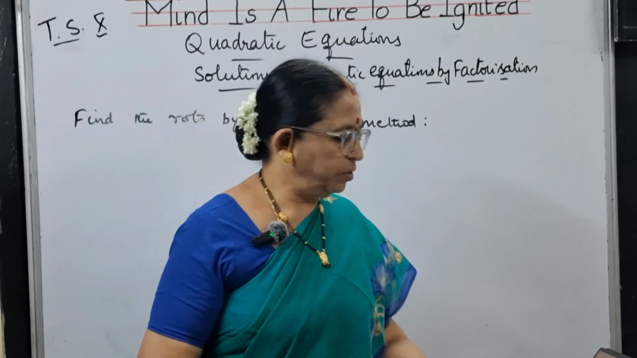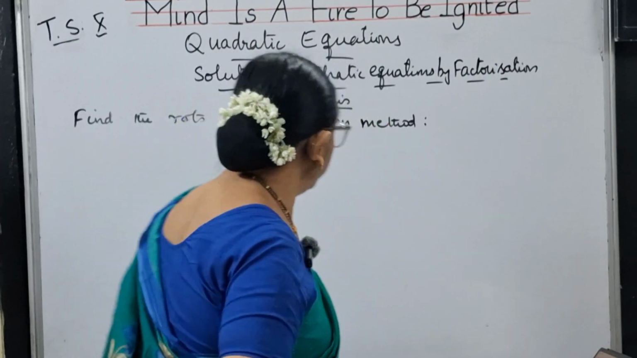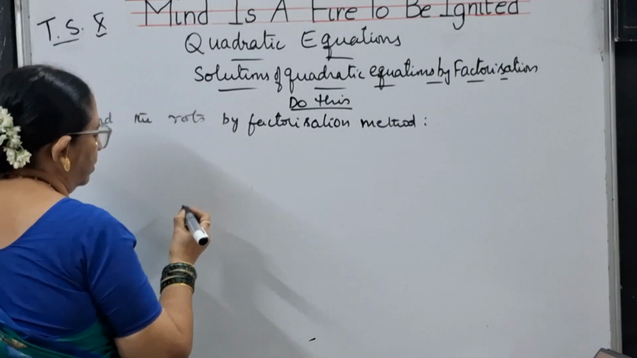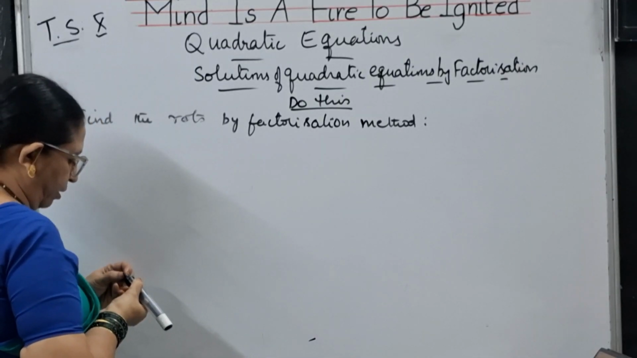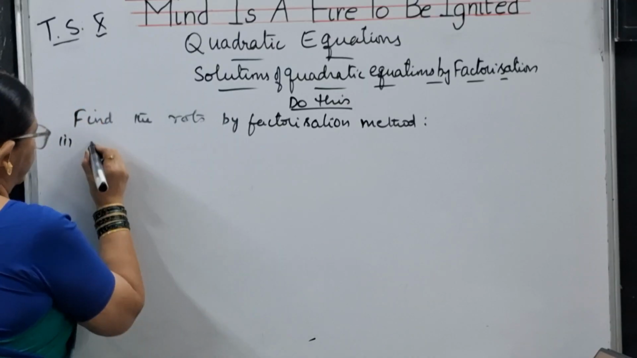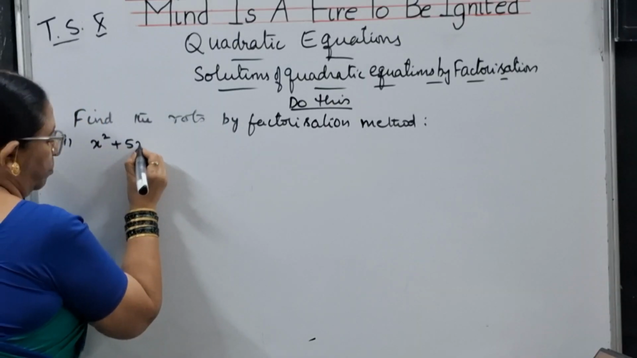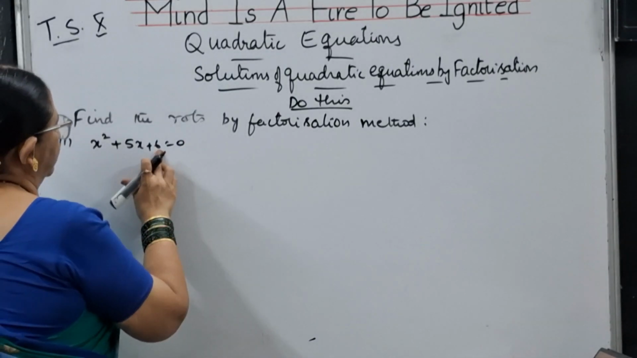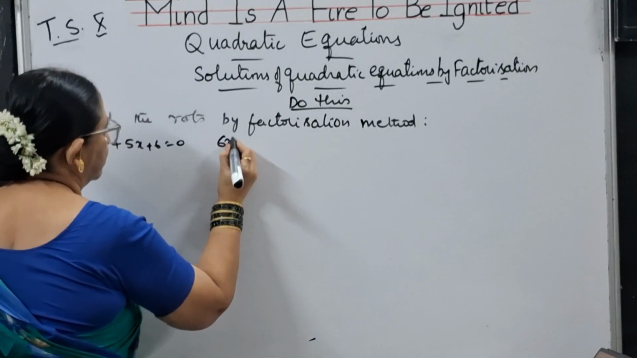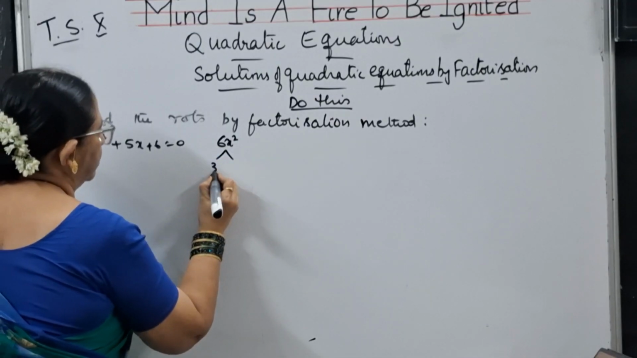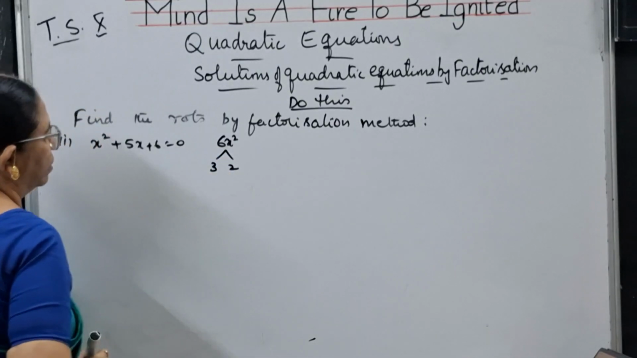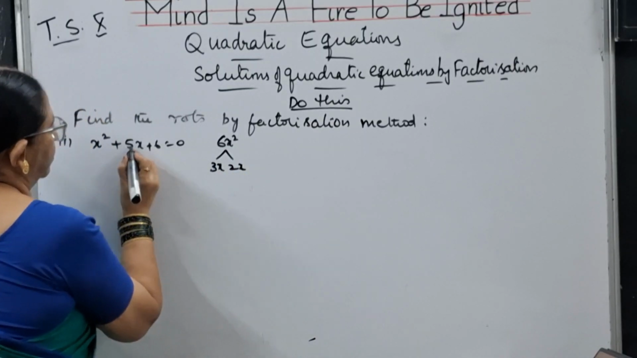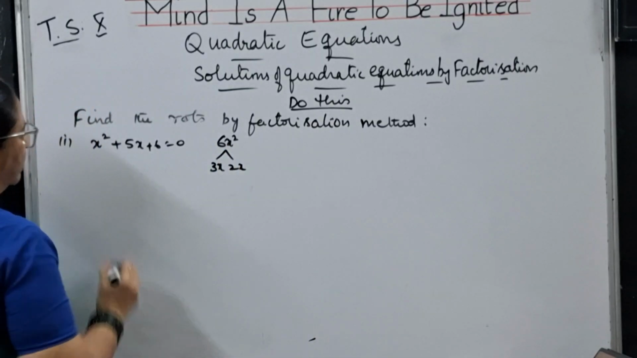Now, by using the same procedure, we are going to do these sums, children. So this is actually: find the roots by factorization methods. The first one is x² + 5x + 6 = 0. So again you say 6x². 6x² means you will be writing 3x and 2x. When you add, you are getting 5x. When you multiply, you are getting 6x².